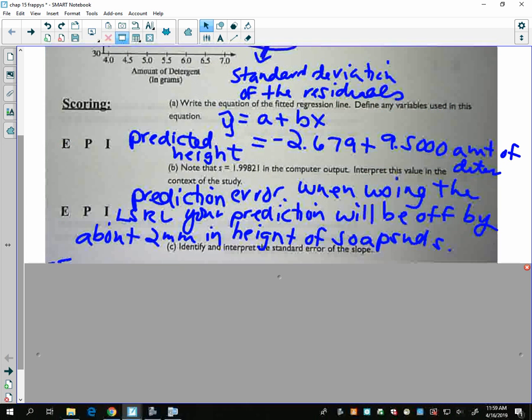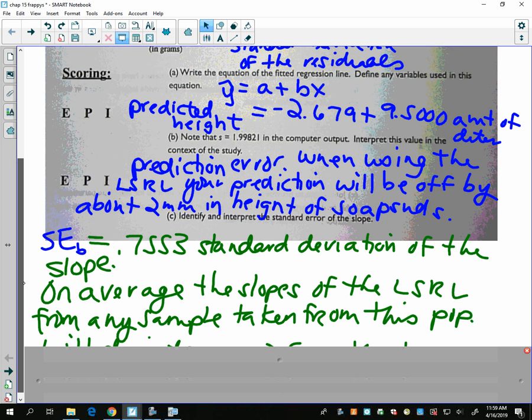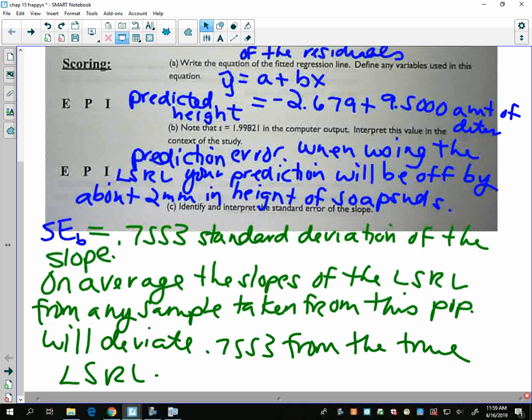Okay, and now it says identify and interpret the standard error of the slope. So we've talked about this, but not in great detail. That's why I like this frappy. So here, standard error of the slope. So now, on average, the slopes of the least squared regression line from any sample taken from this population will deviate 0.7553 from the true least squared regression line.